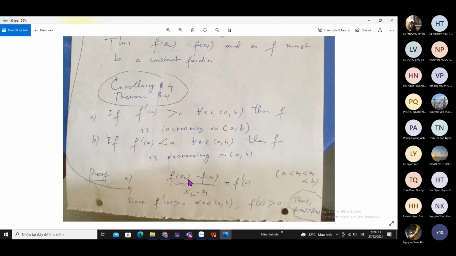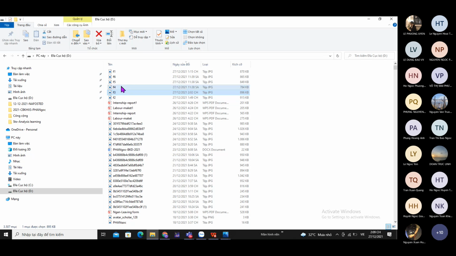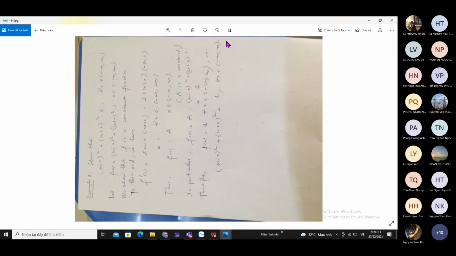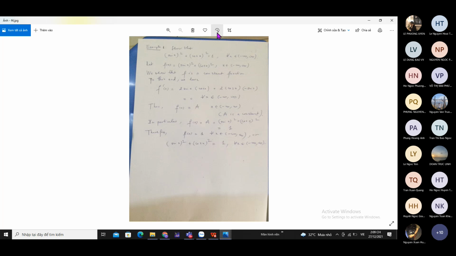Okay? Yeah. You learned them in high school already. Now you should learn how to prove it. Actually, it follows directly from the mean value theorem. Okay? All right, I give you some examples. Here, a very, very familiar example.